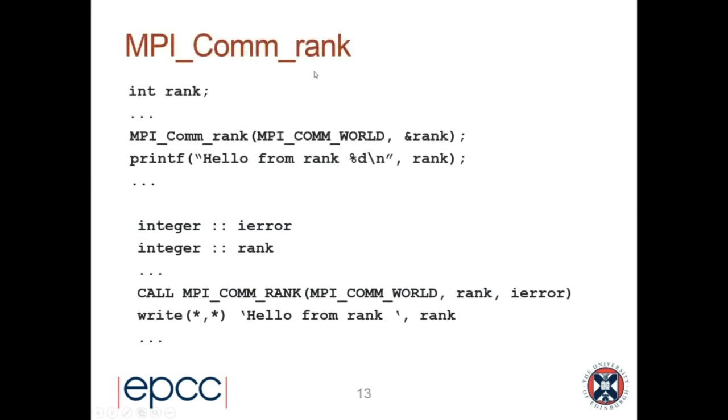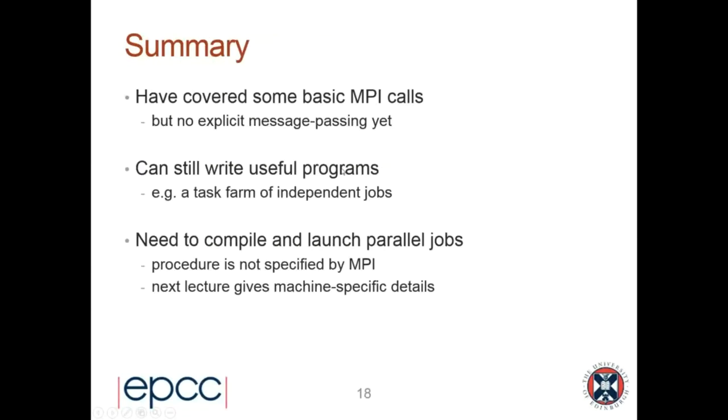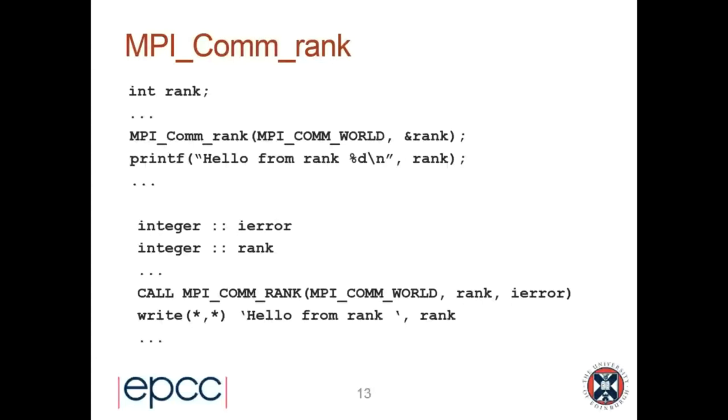So we've initialized MPI. What you do, you want your rank. You define a variable, which is an integer. So in a C program, we declare an integer rank. We initialize MPI, we call MPI_Comm_rank with MPI_COMM_WORLD. What is my rank in this communicator? And because we're specifying MPI_COMM_WORLD, which is guaranteed to contain all the processes, this is guaranteed to be a globally unique number. Or in Fortran, integer rank, call MPI_Comm_rank, you give MPI_COMM_WORLD, which is predefined in mpi.h or the module, I get back the rank, and I write hello from rank.